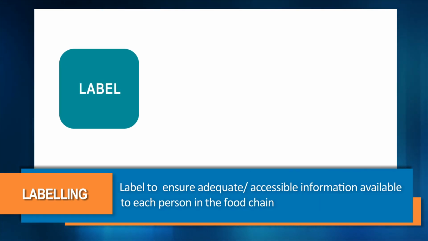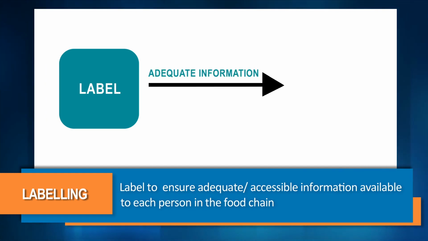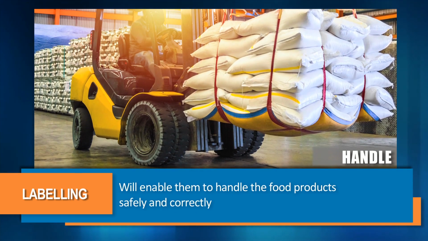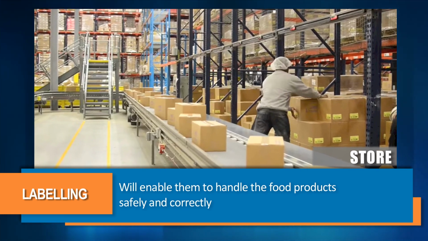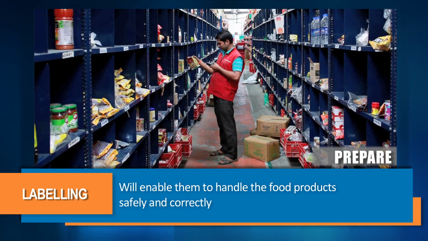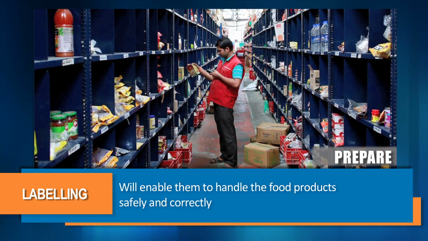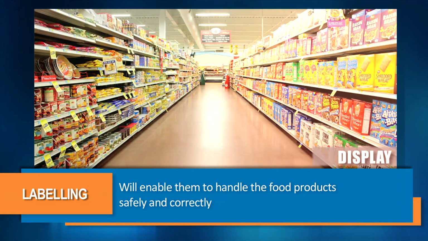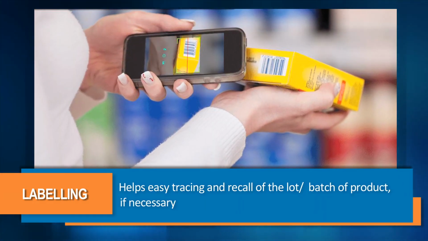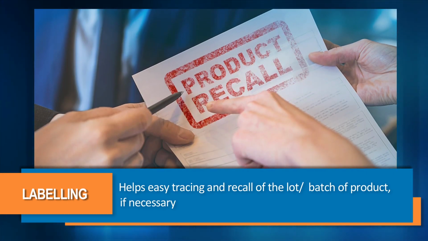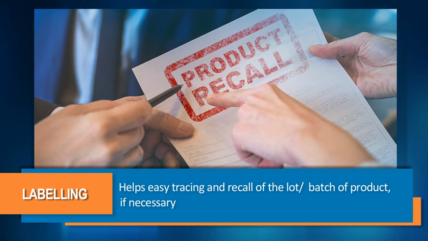This will ensure that adequate and accessible information is available to each person in the food chain to enable them to handle, store, process, prepare, and display the food products safely and correctly. This shall also help easy tracing and recall of the lot or batch of product if necessary.